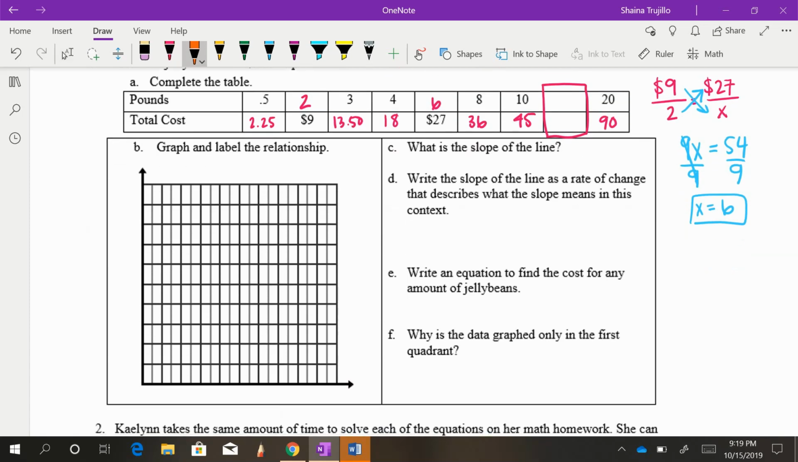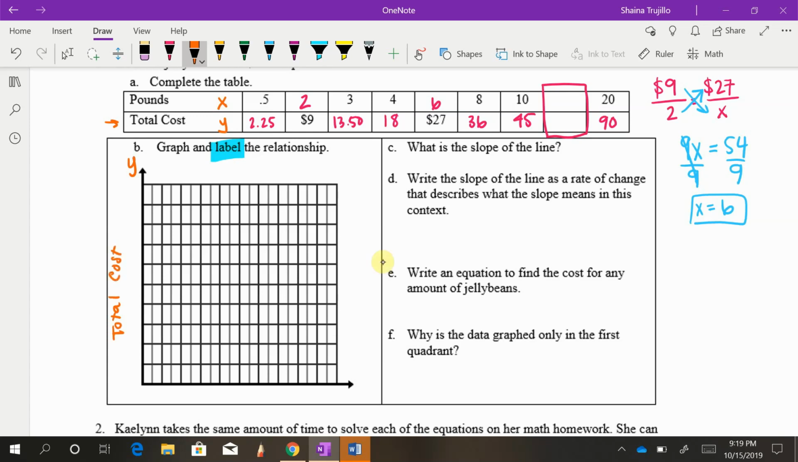Now let's go ahead and move on to graphing and labeling the relationship. All it wants us to do is to graph and label what is in this table. So if you remember our sideways tables, the top is X and the bottom is Y. Okay, we always know this because money is always going to be Y. So I'm going to label my Y-axis as total cost.